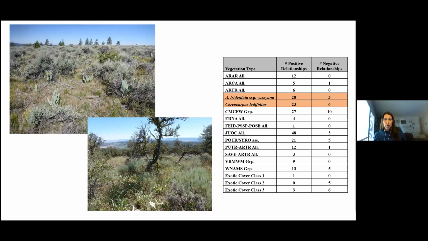We also found numerous species that were strongly associated with 2 shrub types, one of them being Artemisia tridentata vaseyana, or mountain big sagebrush, and the other one, mountain mahogany, or Cercocarpus ledifolius.